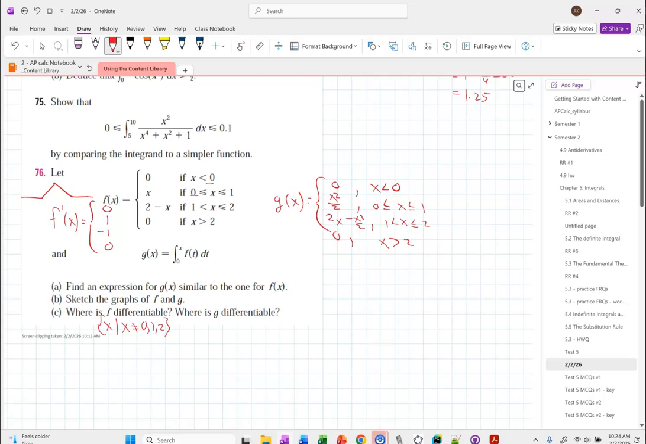Where is g differentiable? So I would just kind of do the same thing. I take the derivative of g and look at the, well, I have to check continuity first, but it should be continuous everywhere. But then I need to check the pieces, the derivatives. Do you feel okay on this?